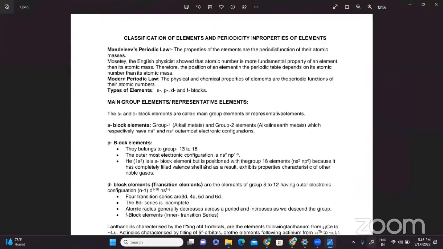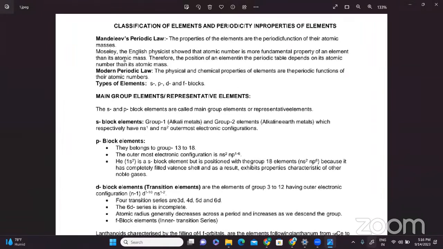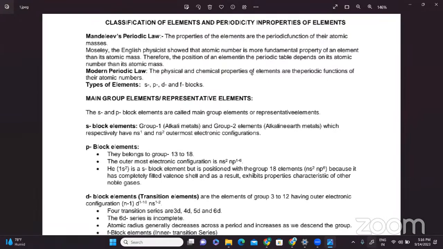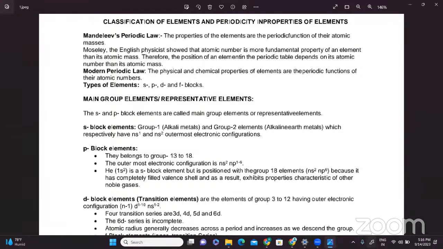So what was Mendeleev's periodic law? The properties of the elements are a periodic function of their atomic masses. When he arranged the elements with similar properties, the elements with similar characteristics were present in vertical rows called groups, and the horizontal rows were called periods. So this also failed. Mendeleev's periodic law also failed.